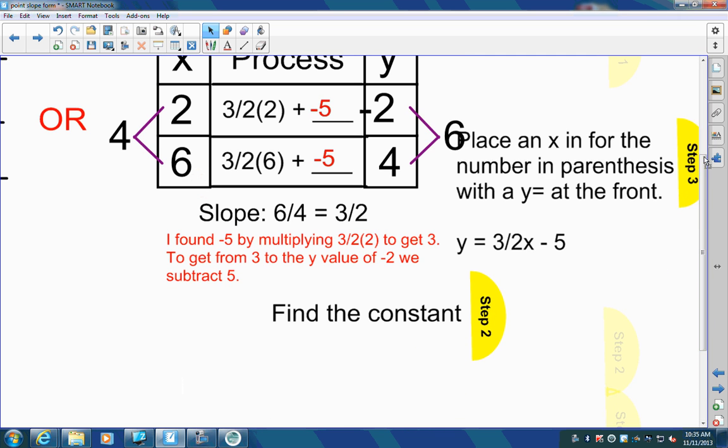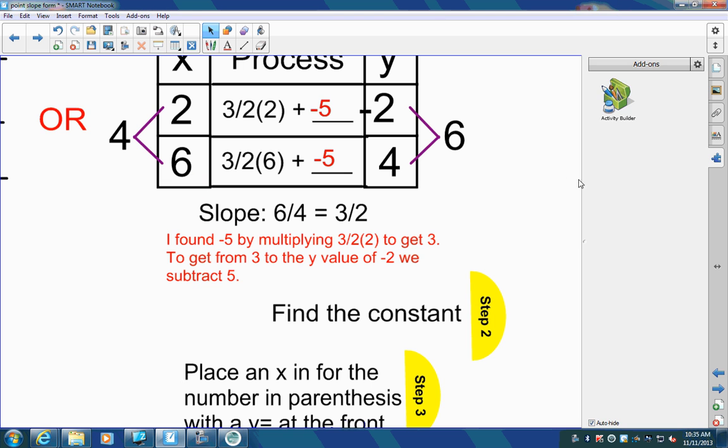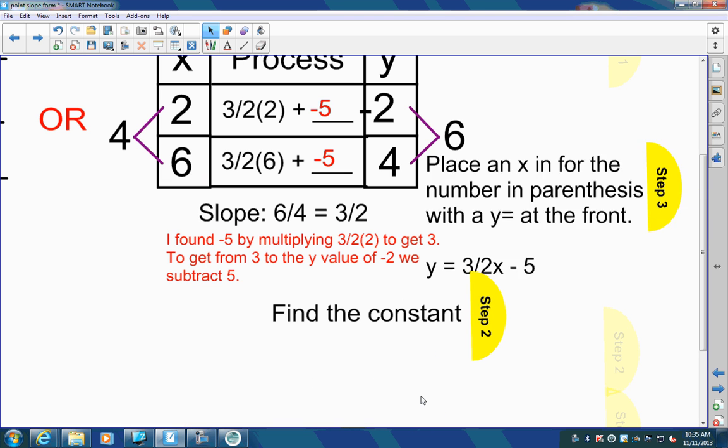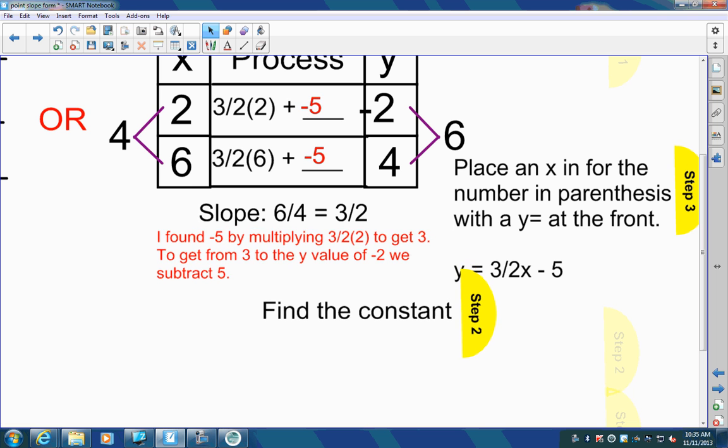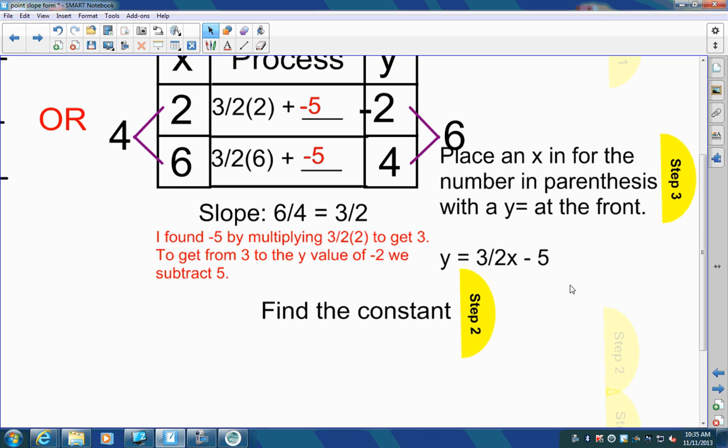And we can come up with our equation from our table building. So you can use either way in order to find your equation.